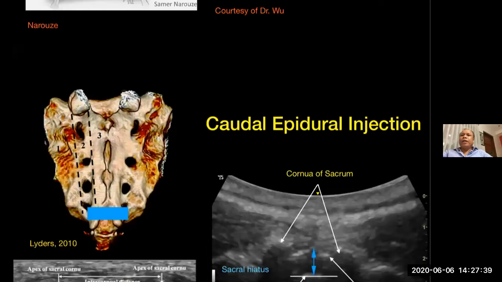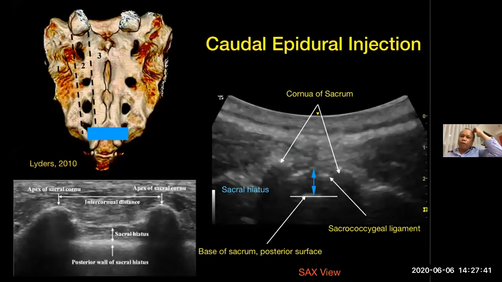Now, another thing that is very important, of course, that some of you may be doing, is your caudal epidural injection. This is another alternative that we can use, especially for pain that doesn't respond to any other procedures, and when we would like to access the epidural area.